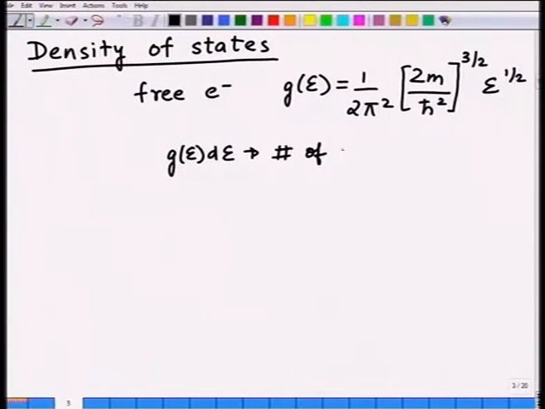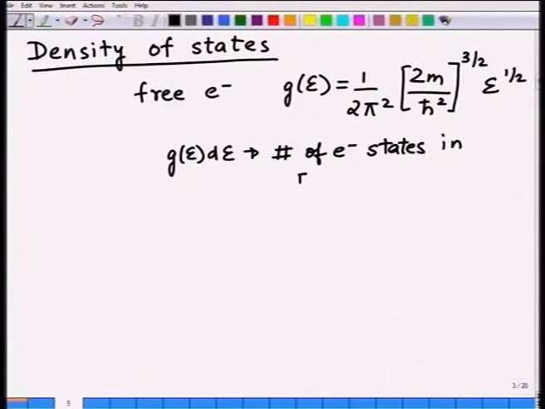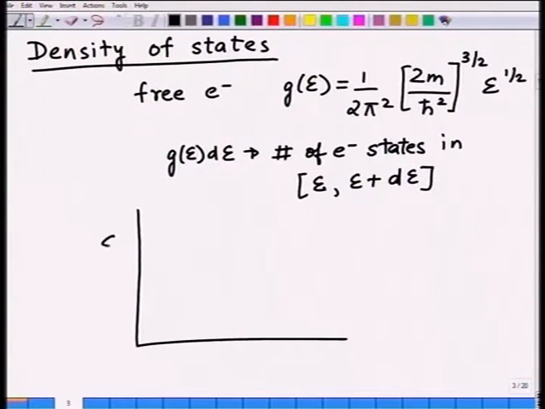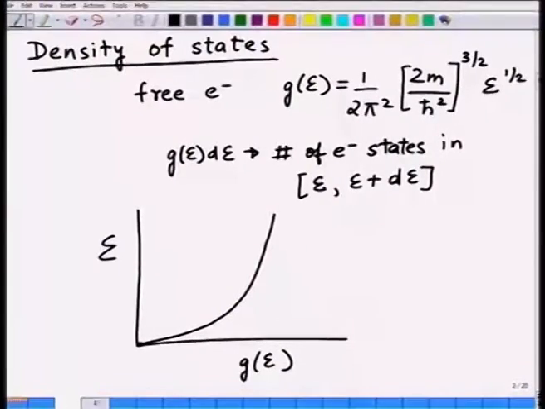the number of electron states in E and E plus dE. That was the definition. This is the number of electron states available in this region. If I plot this, then this looks as follows. As energy increases, if I plot G of E, then what happens? At 0 energy, this is 0, the band edge at 0 energy, and then it gradually increases as a square root of E. That's the nature of the G versus E curve.